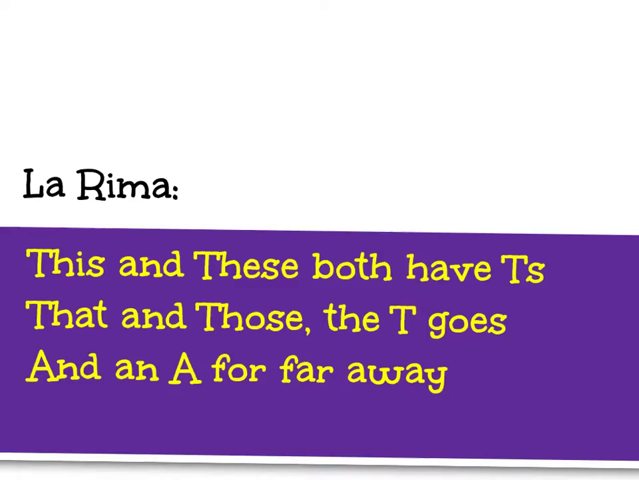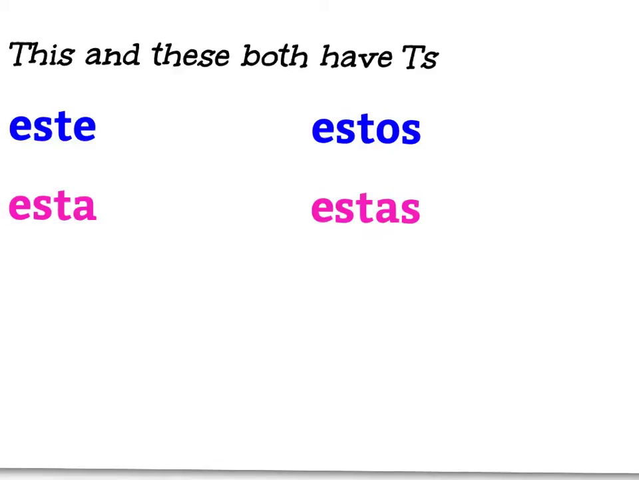Tengo una rima. I have a little rhyme to remember when you use este versus ese versus aquel. This and these both have T's, that and those, the T goes, and an A for far away. I'll describe all this in 1 second. So first we have this and these both have T's.